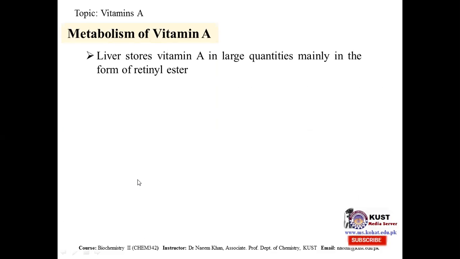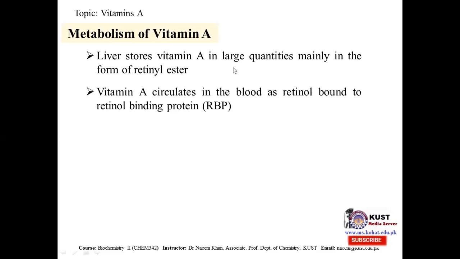Metabolism of vitamin A. The liver stores vitamin A in large quantities, mainly in the form of retinol ester. As we saw in the last slide, retinol, when not required in the active form, is esterified, and the esterified form is the stable form, stored in the liver.